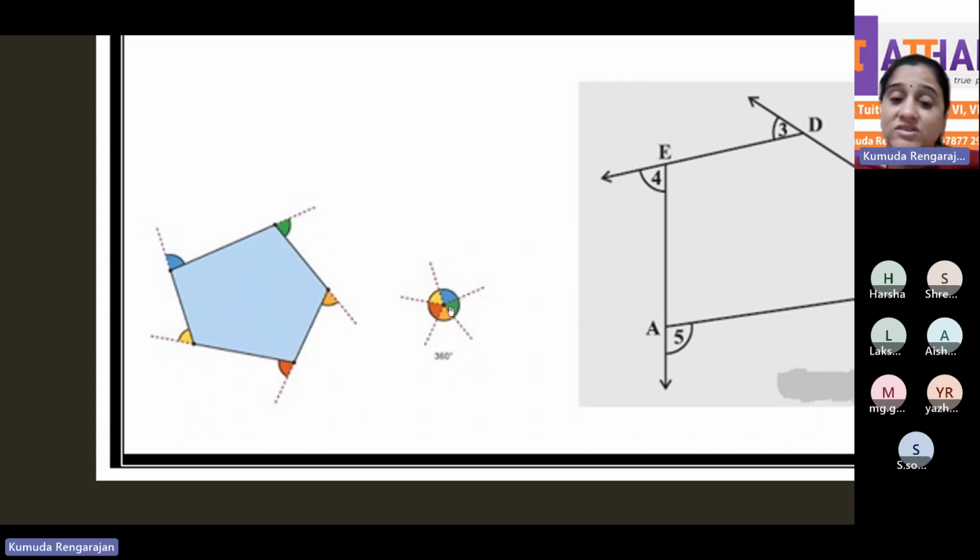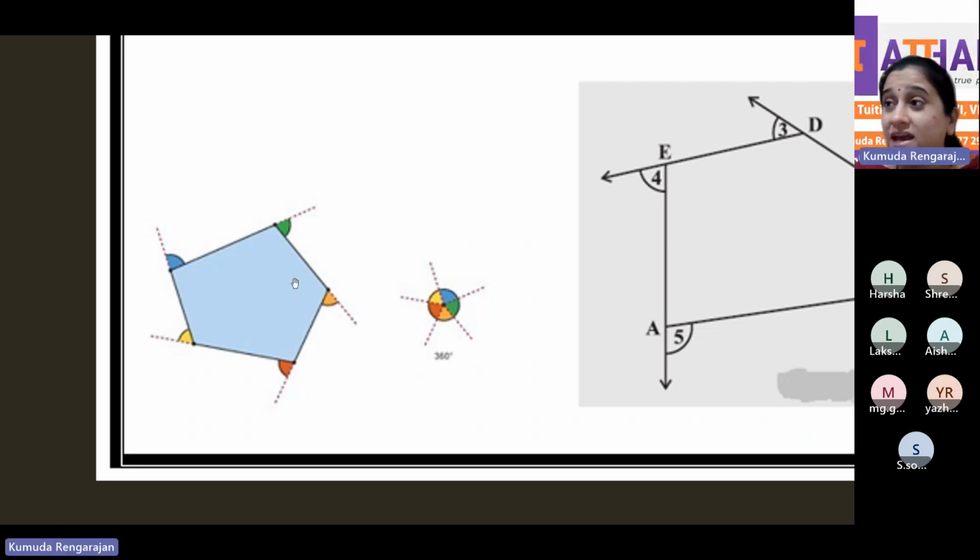So that means this is true not only for a pentagon, this is true for any polygon. So we say that the sum of all the exterior angles of a polygon is always 360 degrees. The sum of all the exterior angles of any polygon, whether it's a triangle, quadrilateral, pentagon, hexagon, heptagon, whatever, will always be 360 degrees.